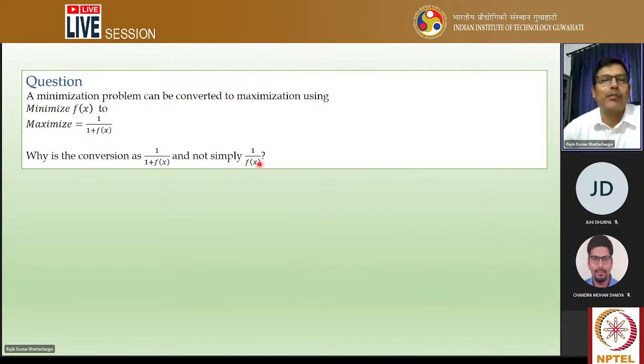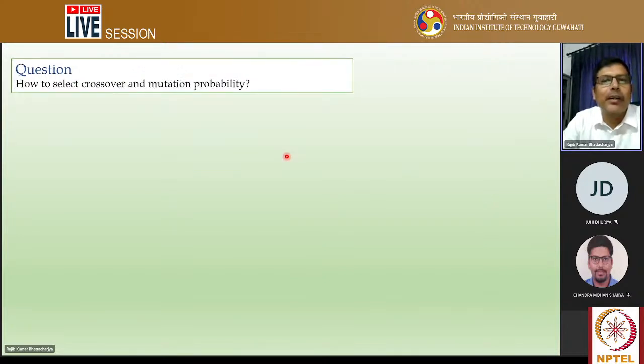If you are using 1 by fx for a minimization problem, what will happen is that if fx is near 0, this value will be infinity. Therefore, in order to avoid that, we use 1 by 1 plus fx. I can also write 10 by 1 plus fx, or any value I can take, but not 1 by fx, because when fx is 0, the value will be infinity. So we are using 1 by 1 plus fx, not 1 by fx. I hope this is clear.